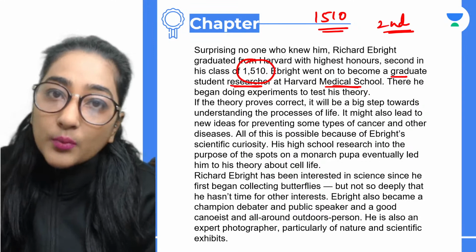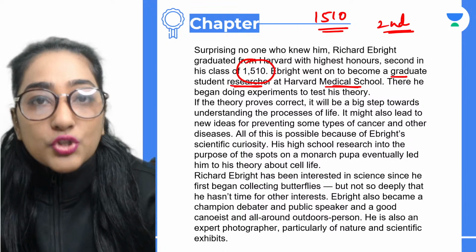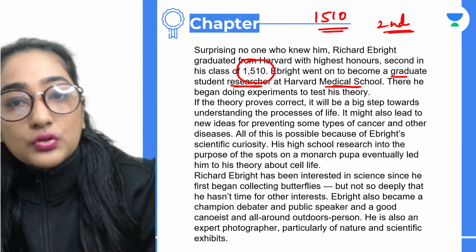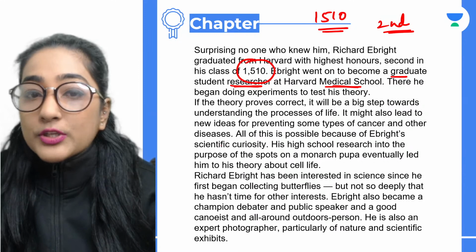And then you will start working on that and you will not leave it till the time you achieve it. Similarly, this happened with Richard Ebright, that he was not leaving what he knew till the time he achieved that position. All right. So what do we see? That all this became possible because of his scientific curiosity.